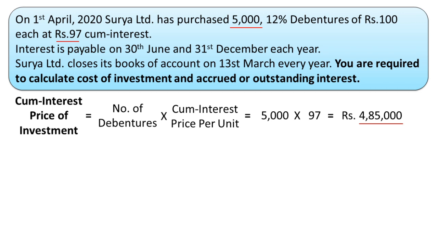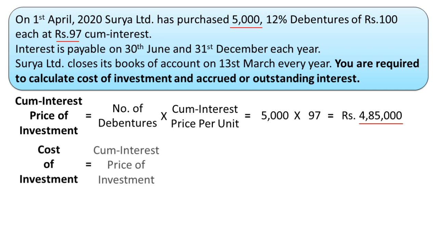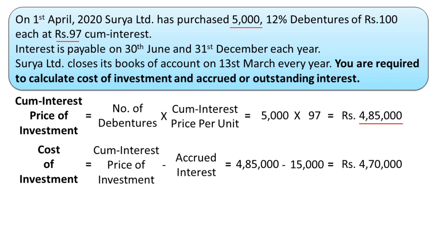Now we know the cum interest price, we also know the accrued interest on it. So calculation of cost becomes easy. So cost of investment is equal to cum interest price of investment minus amount of interest accrued. Cum interest price of debentures that we have purchased in this example is rupees 4,85,000. The amount of accrued interest that we have calculated is rupees 15,000. So cost of investment becomes 4,70,000.